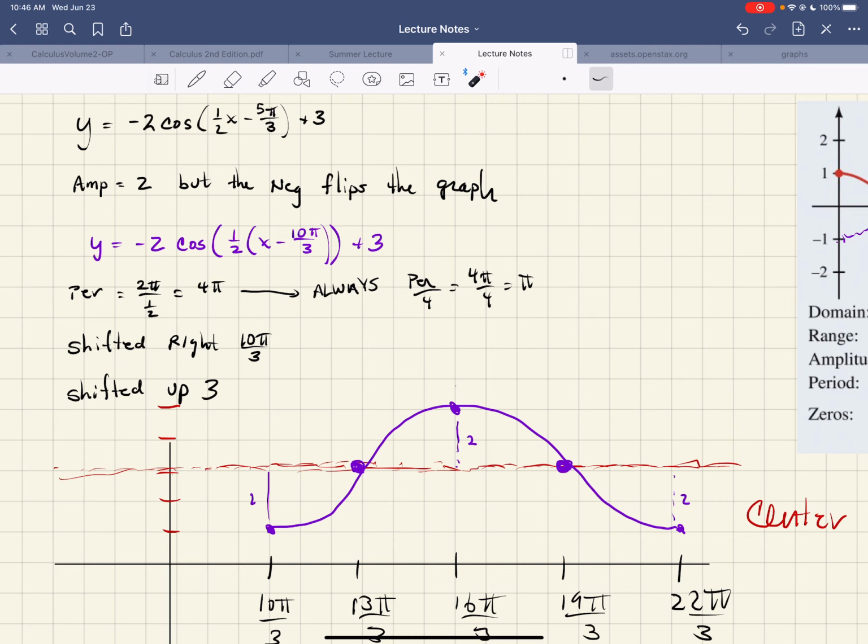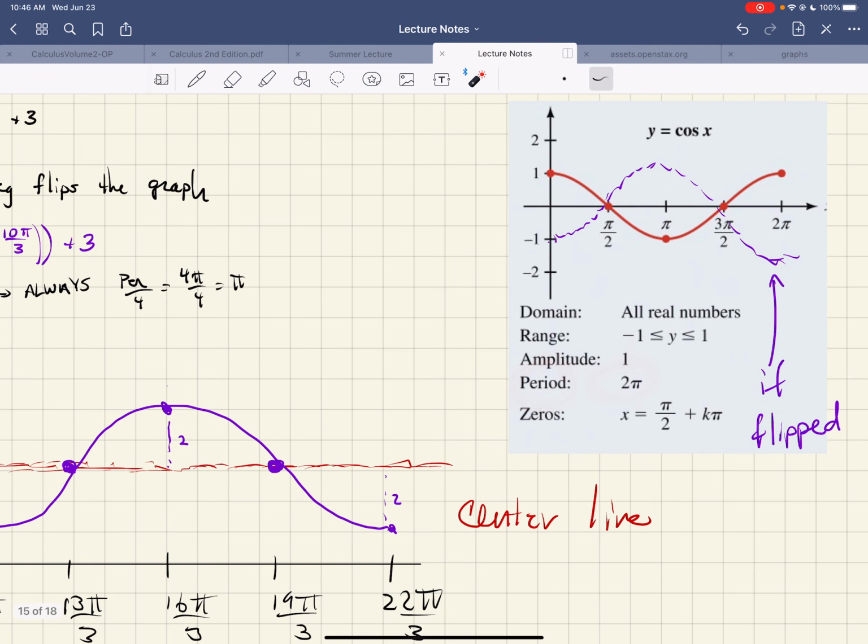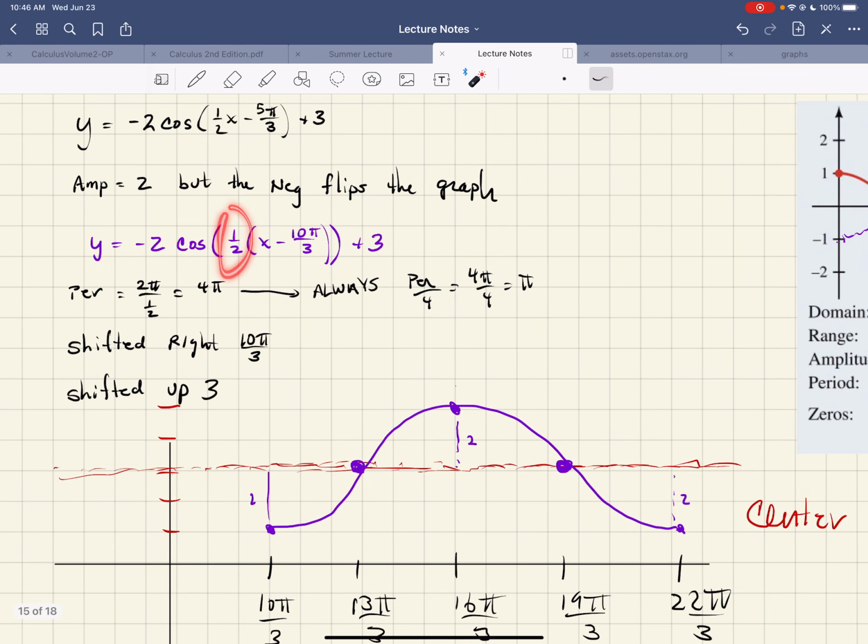Okay, once we have that, the period for cosine is normally 2 pi. But if we have messed with it, period is 2 pi over b, whatever b is. And so there's my b right there. So we take 2 pi over a half, we get 4 pi.